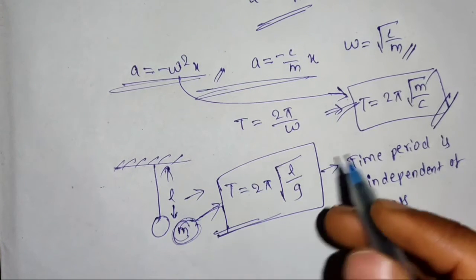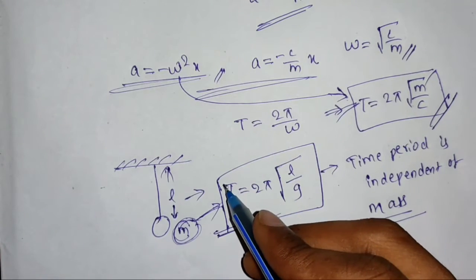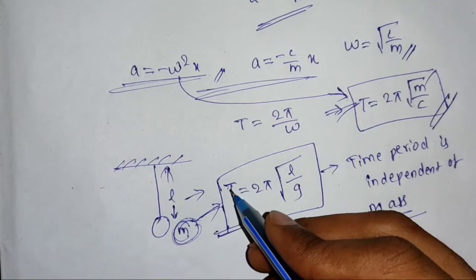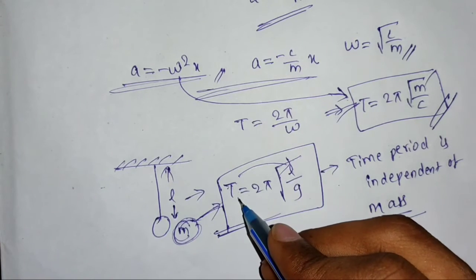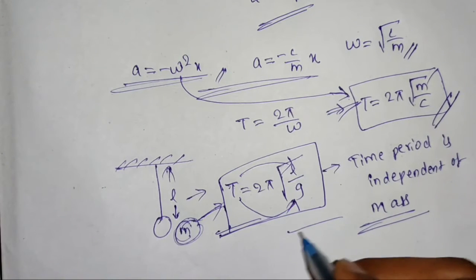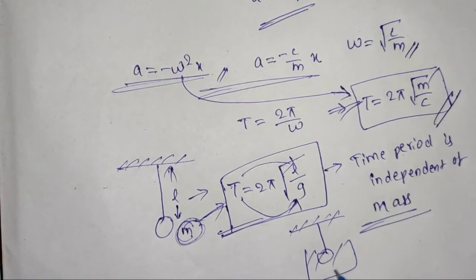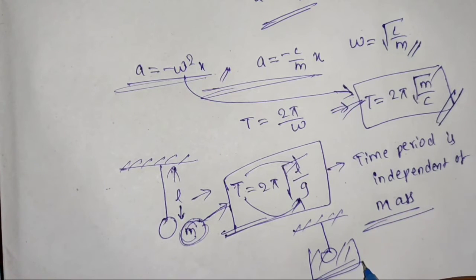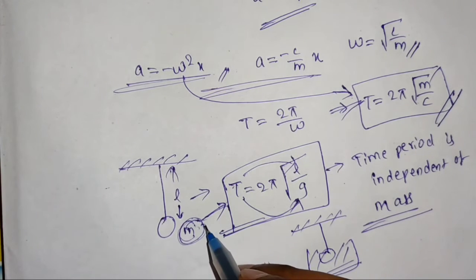Some questions ask that the mass of the bob was increased, what will be the time period? Time period will be constant. It depends only on length and also gravity. In some cases they will put the bob into a liquid. The resultant gravity may change. Okay, this is then not independent of mass.